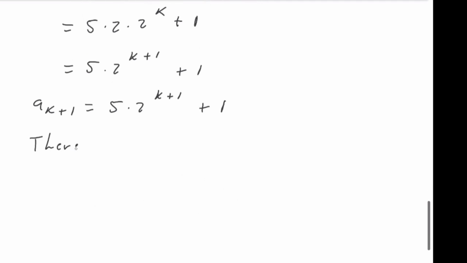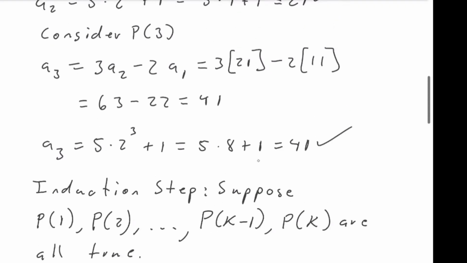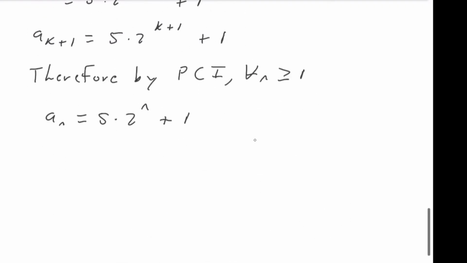Therefore, by principle of complete induction, for every n bigger than or equal to 1, I know that a sub n is equal to 5 times 2 to the n plus 1 for the given sequence, right? For the sequence that was given to us. Okay. And that is the proof.